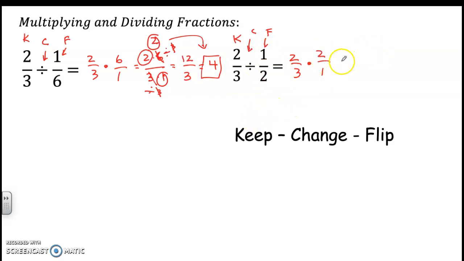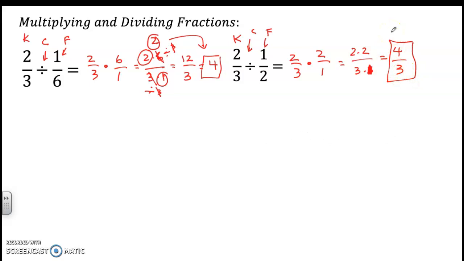All right. Top with top, bottom with bottom. Oops, not a 3, it's a 1. So on the top I have 2 times 2, which gives me 4, and the bottom I have 3 times 1, which is 3. Can I simplify this fraction? No, the 3 is not an even number, and the 4 doesn't go into the 3, so this is your final answer. Sometimes you're able to simplify, sometimes you're not able to. All right.